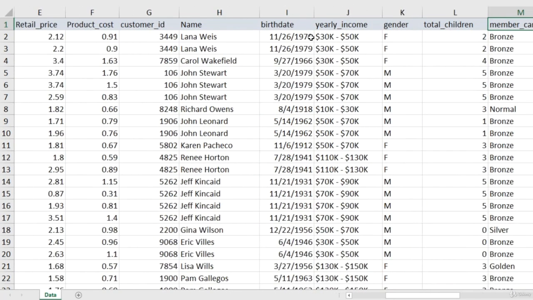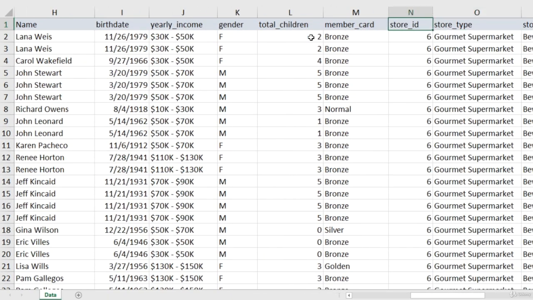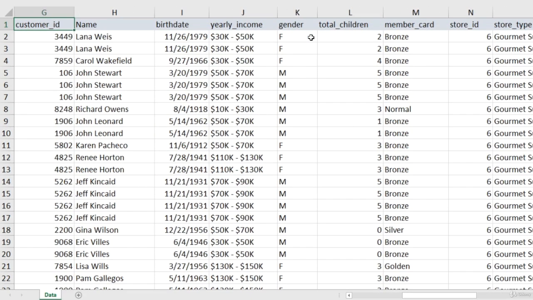The next information that we have, if we can take a look here on this screen, is that the first information in this particular segment is customer ID, and then customer name and the date of birth and yearly income and gender and total children and their membership card. So once you can see all of this information, you should be able to analyze which customers are your best customers, and then you should be able to study what are different characteristics in these customers that are making them unique, so that you can market your products accordingly.